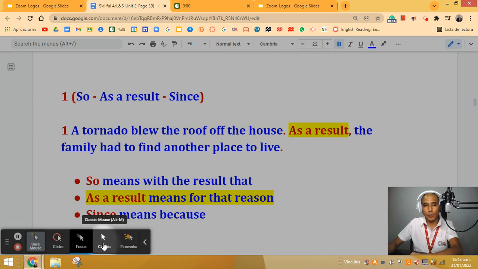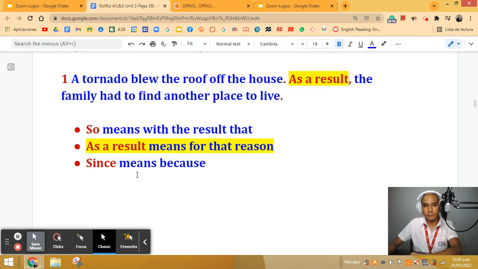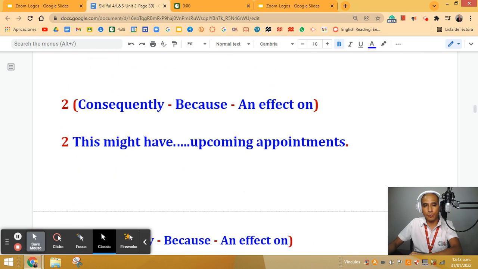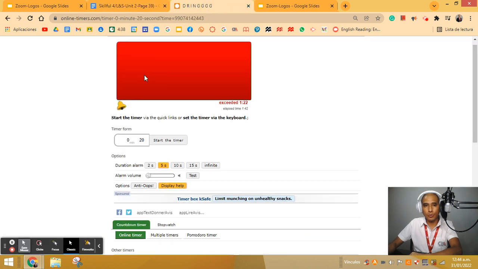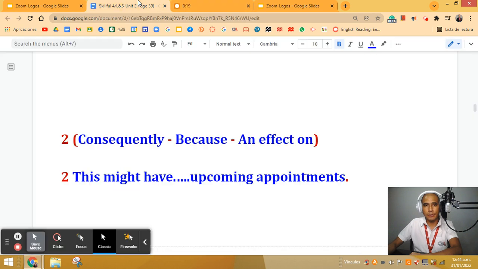Now we are going to continue with number two. The same procedure. Read the three possible answers and read the sentence very carefully. I'm going to give you 20 seconds. Go ahead, please. Analyze the exercise very carefully.